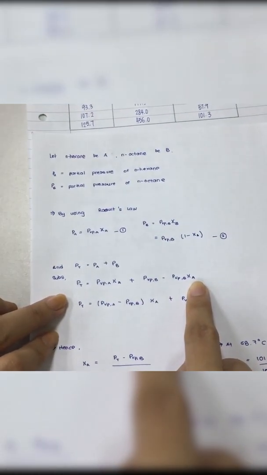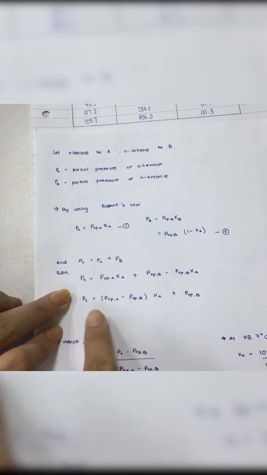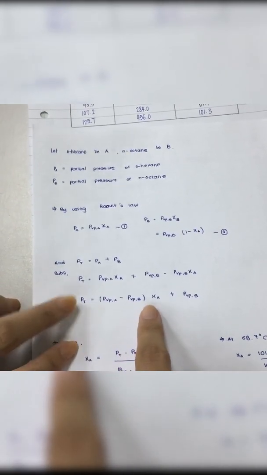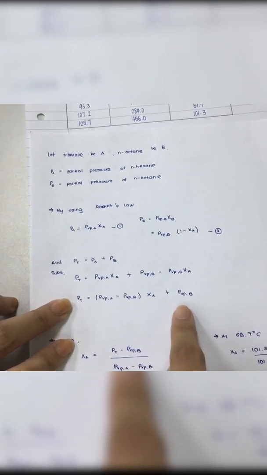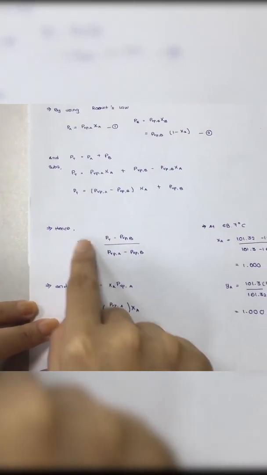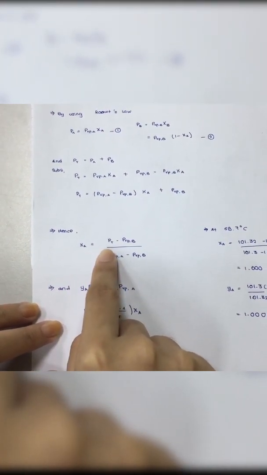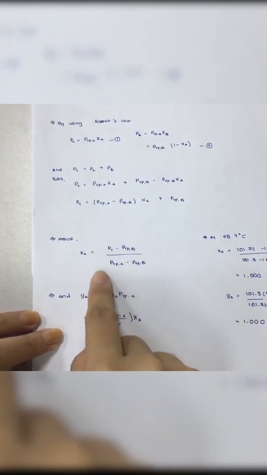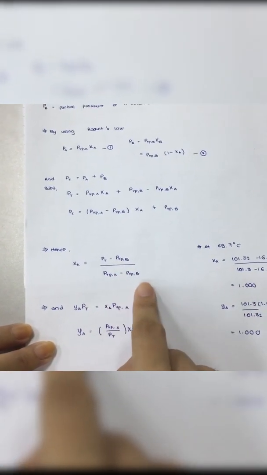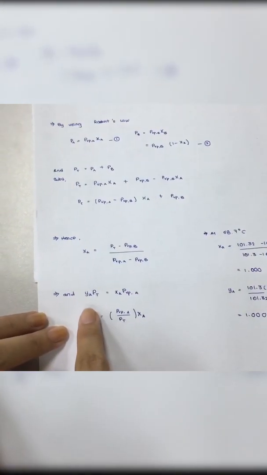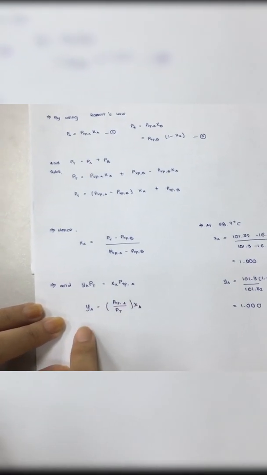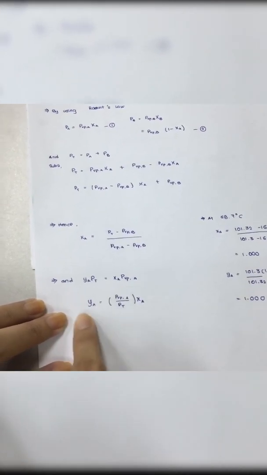So we rearrange it, we will get total pressure equal to P vapor A minus P vapor B multiplied with XA plus P vapor B. So we rearrange it with the subject XA: XA equals PT minus P vapor B divided by P vapor A minus P vapor B, and YA PT is equal to XA P vapor A. So for YA, we'll get this formula.